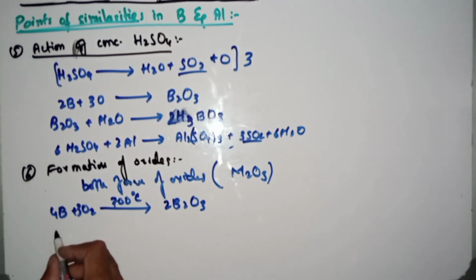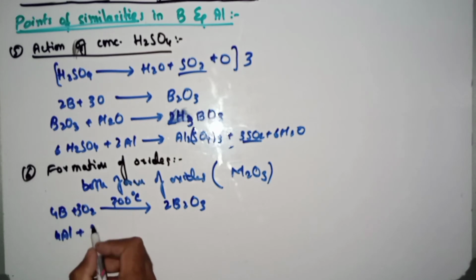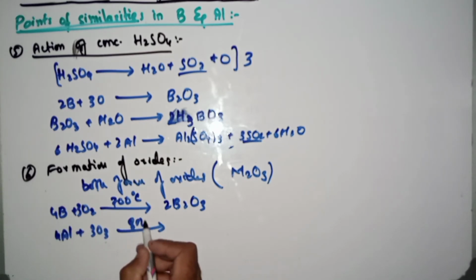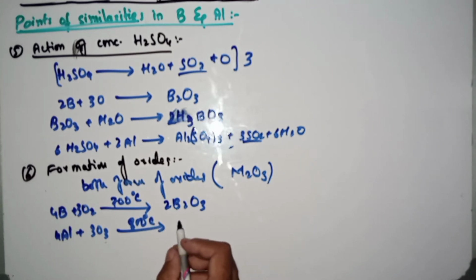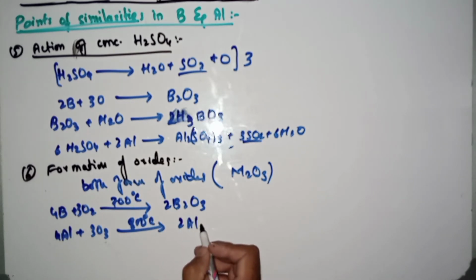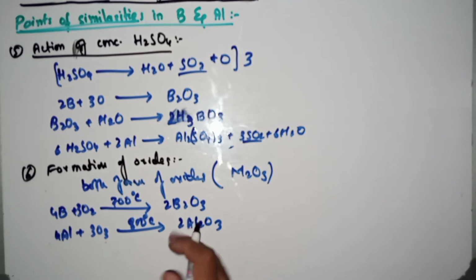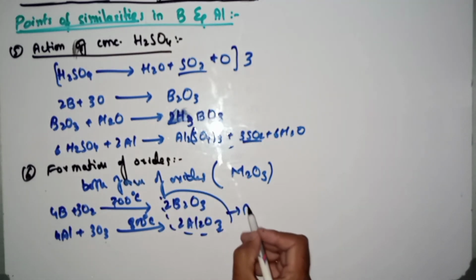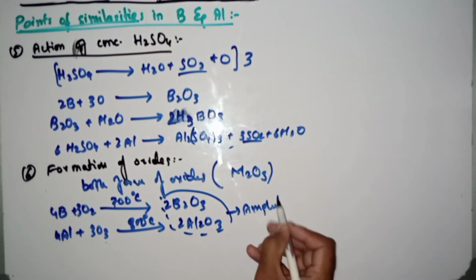Similarly, for aluminium, 4Al, at 800 degrees centigrade temperature, it will produce Al2O3, that is aluminium oxide or alumina. It is also called alumina or aluminium oxide. These oxides are amphoteric in nature.